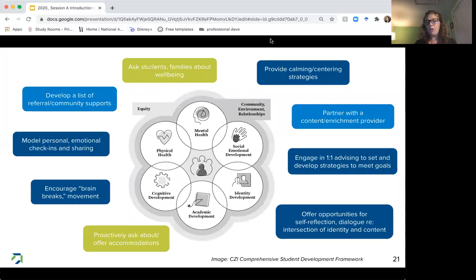This is a framework that we like to point to. There are many frameworks for comprehensive student development or whole child support. This is one example. It's called the Comprehensive Student Development Framework that was developed by the Chan-Zuckerberg Initiative that posits there are 6 developmental domains, all of which are interrelated and support each other as students are learning in school. In addition to academic development, we have our cognitive development, our physical health, our mental health, our social emotional development, and our identity development. Now, as educators, there are some just simple strategies we can think about.